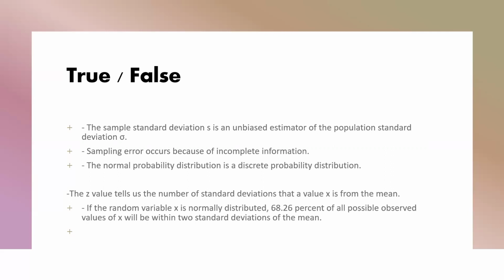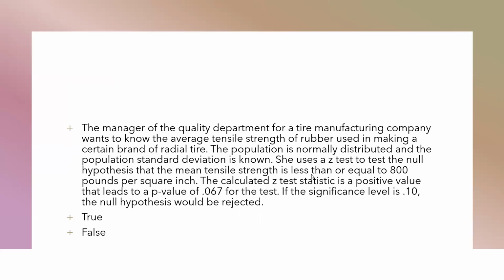The normal probability distribution is a discrete probability distribution. This is false because the normal probability distribution is always a continuous probability distribution. The z-value tells us the number of standard deviations that a value is from the average. So that is also true. If the random variable x is normally distributed, 68.26% of all possible observed values of x will be within 2 standard deviations. That's wrong because within 2 standard deviations, the percentage will be 95 point something, not 68.